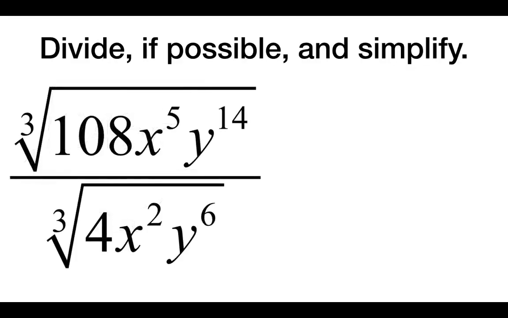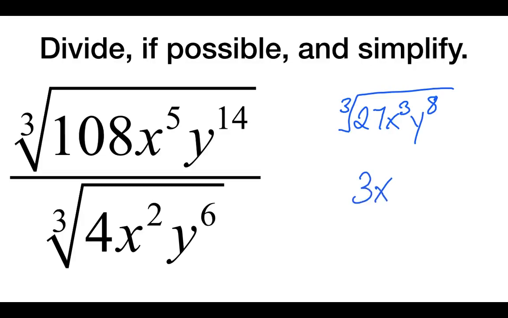Now, this time I'm not even going to rewrite it. I'm just going to say 108 divided by 4. That's 27. X to the 5th divided by x squared is x cubed. And y to the 14th divided by y to the 6th is y to the 8th. So the cube root of 27 is 3. Cube root of x cubed is x. Cube root of y to the 8th is y squared times the cube root of y squared. And that's it. That's what we had to do today.